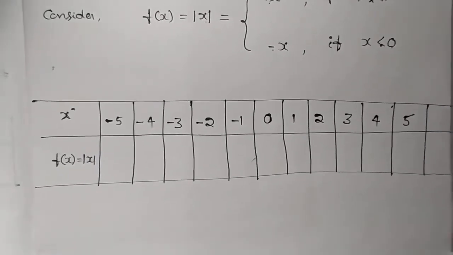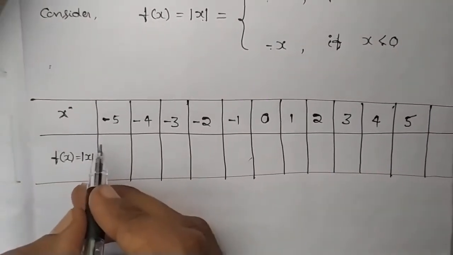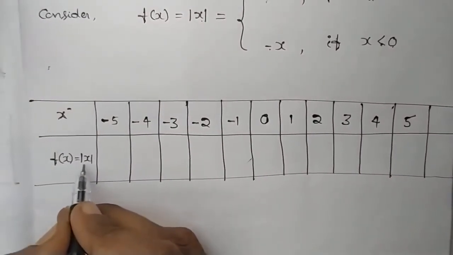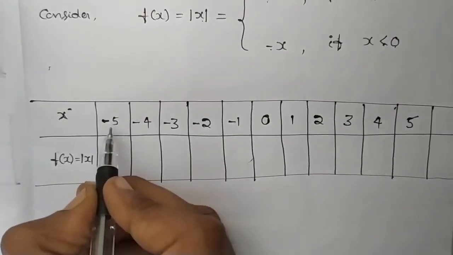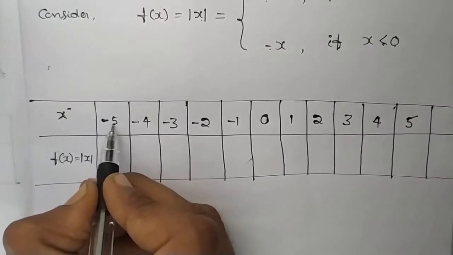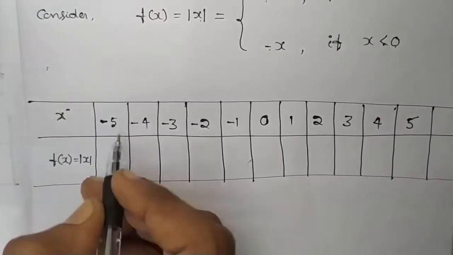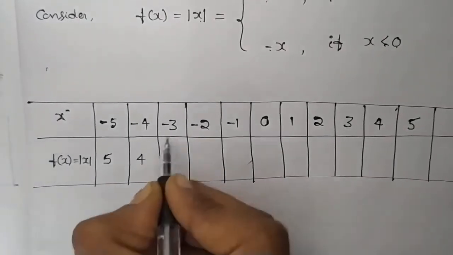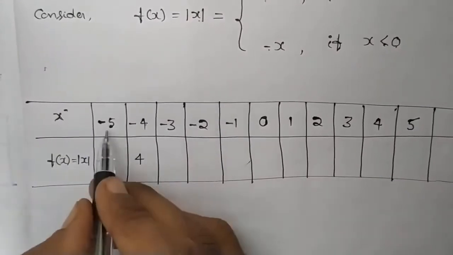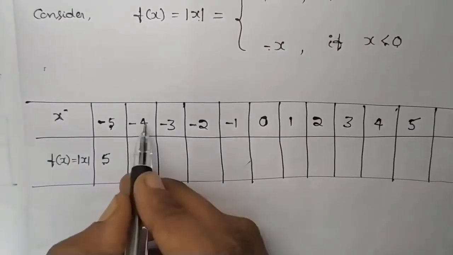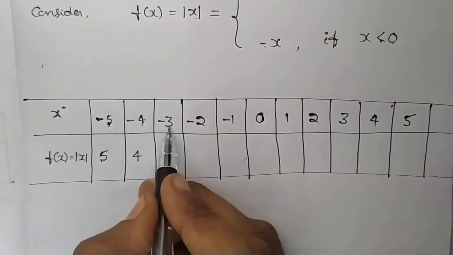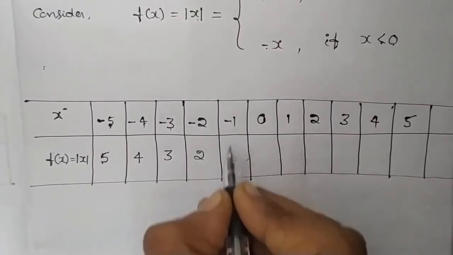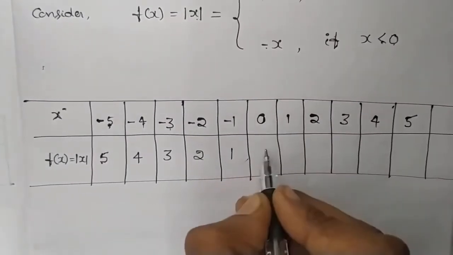Let us substitute the values of x in this f of x equals modulus x. Then what will we get? Modulus of minus 5 will be plus 5 only. Modulus of minus 4 will be plus 4. You just apply the modulus for these values. Modulus of minus 3 is plus 3. Modulus of minus 2 is plus 2. Modulus of minus 1 is plus 1. Modulus of 0 is 0.